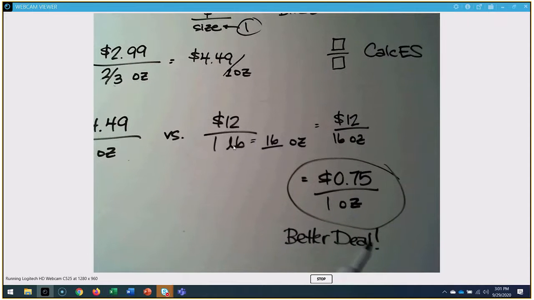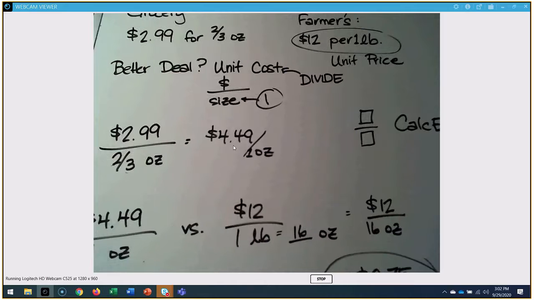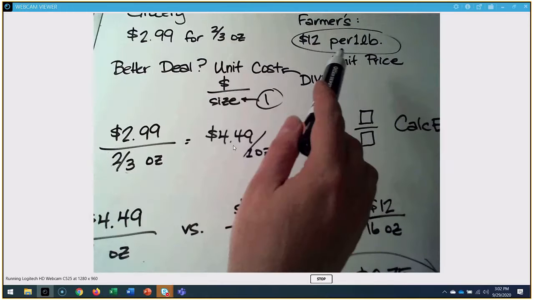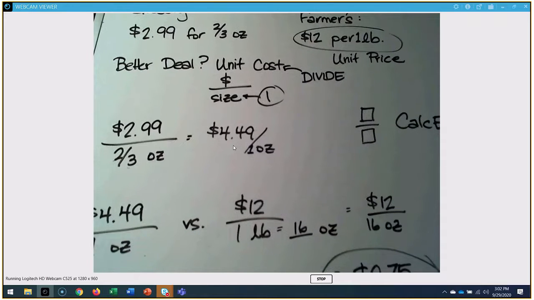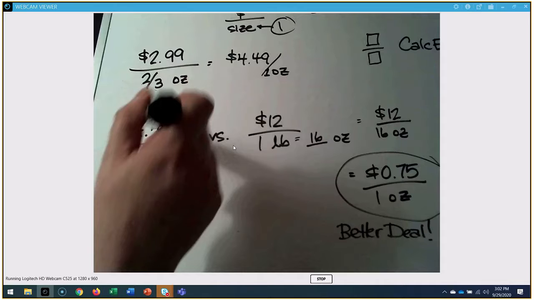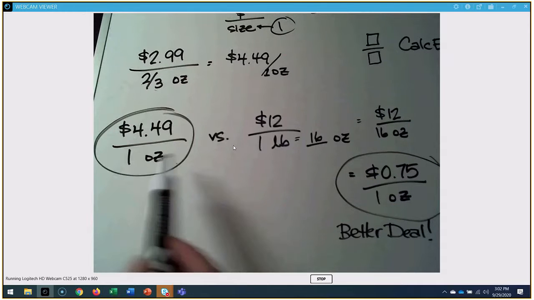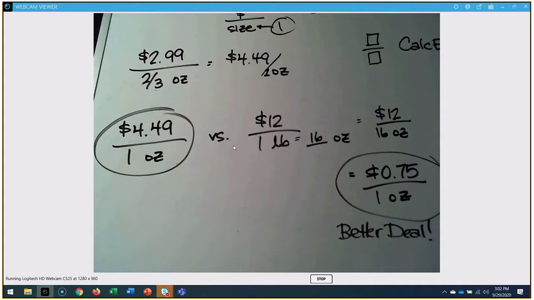The problem is the way that they originally were advertising all of this stuff. Since everything was so different, we had money per 2/3 of an ounce and money per pound. Everything was different. It's hard to figure it out. Once you get this same unit, same unit, same unit, now it's easy to see.